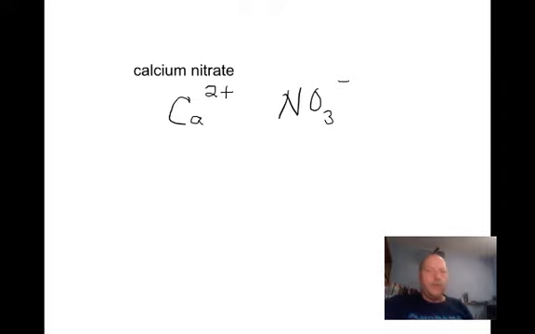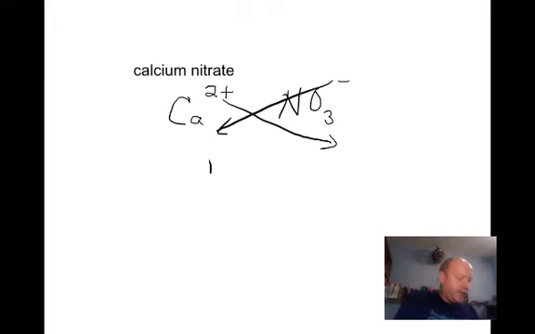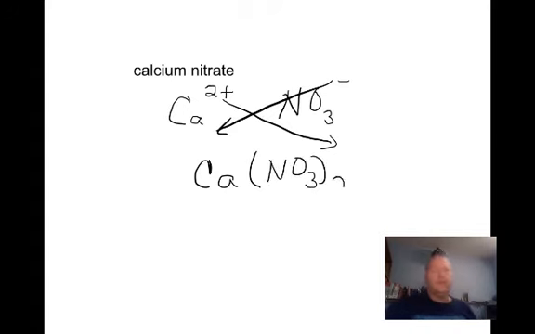Now we're going to crisscross those again. So we're going to take the 2 down here and the 1 over here. So we're going to get Ca. But in order to indicate that we have 2 nitrates, we need to put that in parentheses because we want the entire thing. It's not just the O3 times 2, it's the NO3 times 2. So it's Ca(NO3)2.